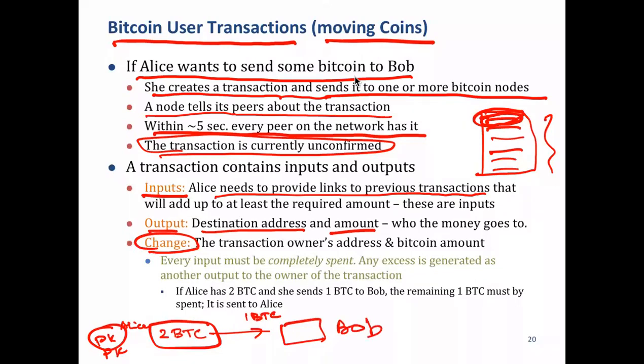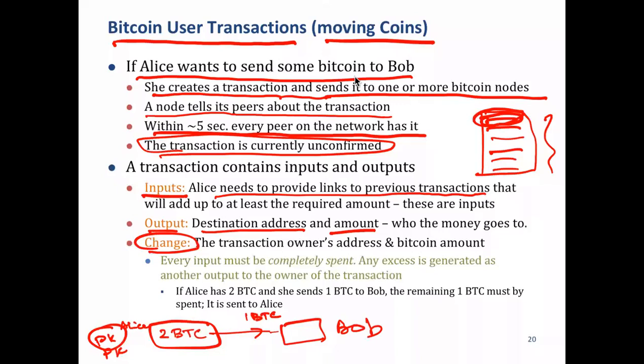So now 1 Bitcoin will be left with Alice. Now that is not allowed. Her account should show 0. That's an interesting point, right? So what will she do? She will create another transaction and show that the Bitcoin is coming back to her. You can see the details of how this is done in the book.